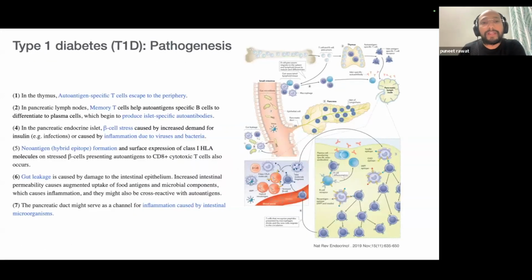There are different ways in which type 1 diabetes can happen. It can happen due to autoantigens or the presence of neoantigens due to beta cell stress, and also through food antigens and microbial components, different viruses.